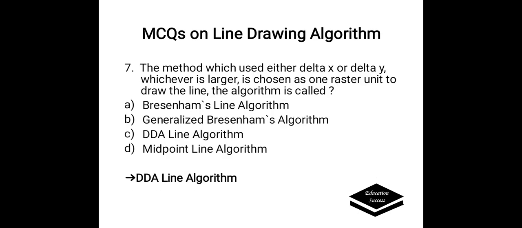The method which uses either delta x or delta y, whichever is larger, chosen as one raster unit to draw the line, is called, options are A Bresenham's line algorithm, B generalized Bresenham's algorithm, C DDA line algorithm, D midpoint line algorithm. The correct option is DDA line algorithm, where we use either the delta x or delta y, whichever is greater, as one raster unit to draw the line.